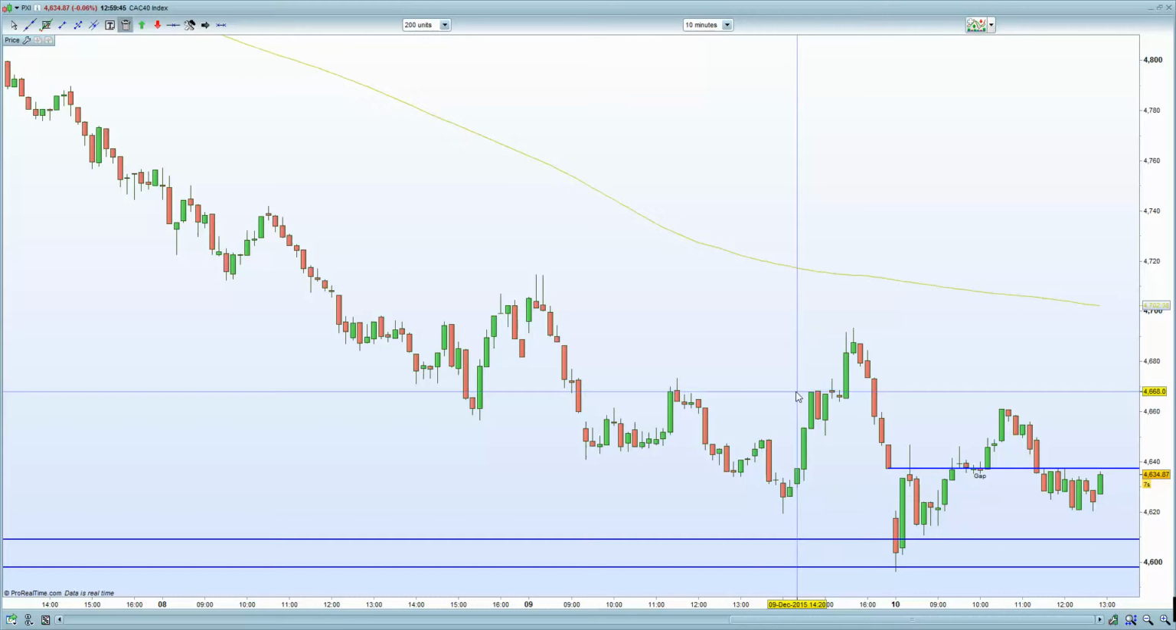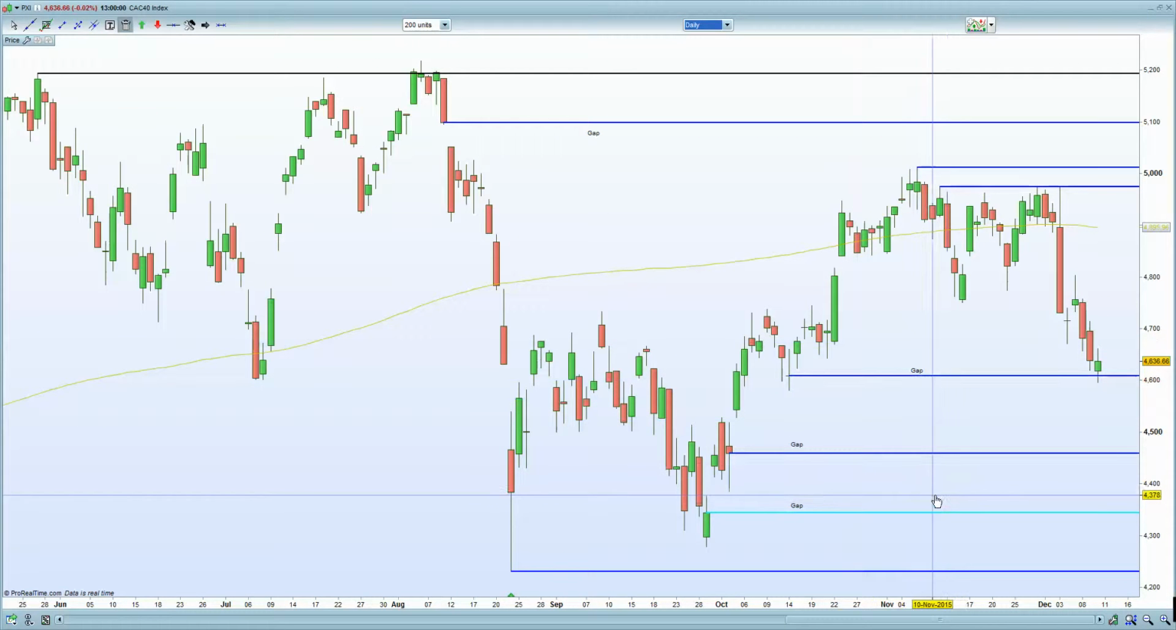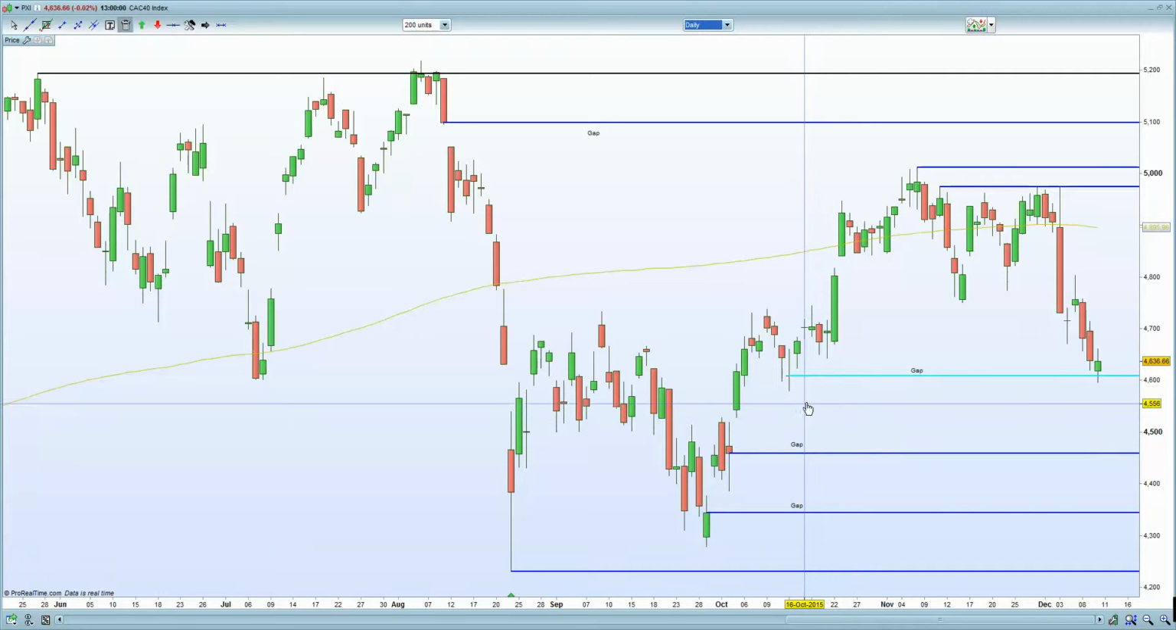Now, in terms of the market on the French CAC, let's have a look at the daily chart first of all. Again, you're into gap fill support, so you do have an argument for a rally here, so bear that in mind. That's quite important in terms of moving higher. Very, very important here. We are looking to move higher.